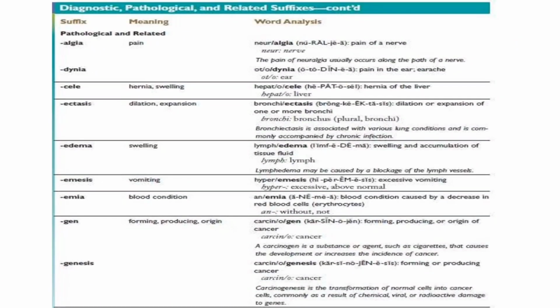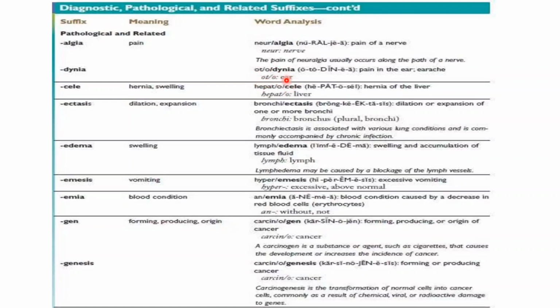Now we will see various pathological suffixes. Over here there are two suffixes which are used to describe pain. The first one is algia and the second one is dynia. Both mean pain. If we do word analysis for the suffixes algia and dynia, that is neuralgia. Neuralgia means pain of nerve. Neur means nerve. And for dynia, that is otodynia. Otodynia means pain in the ear.